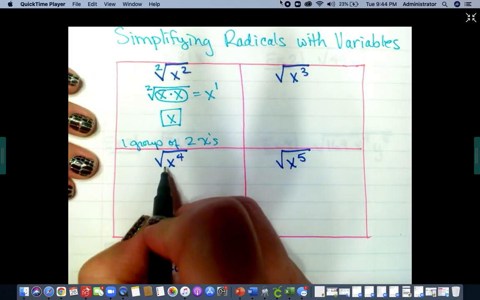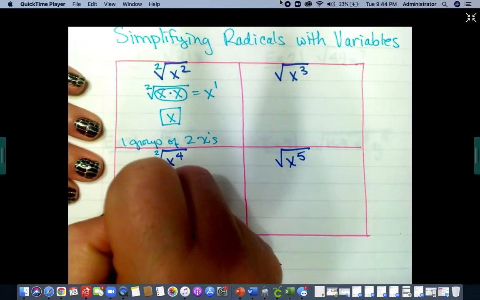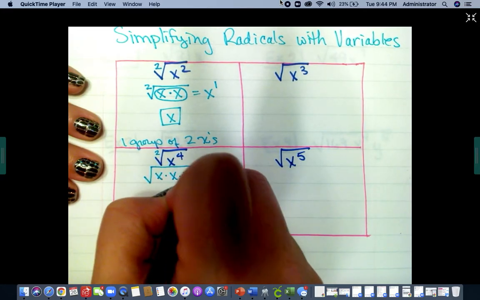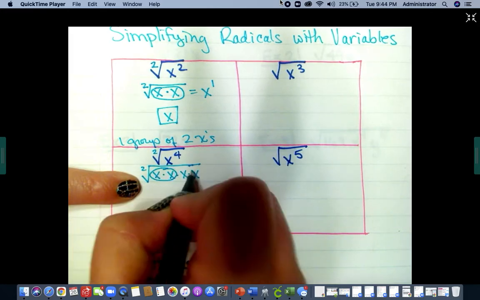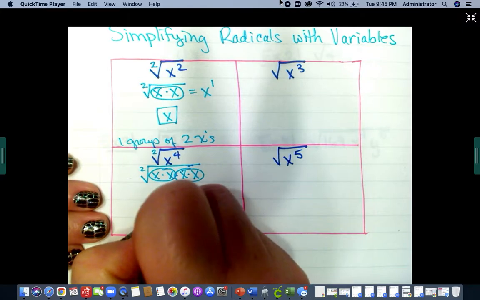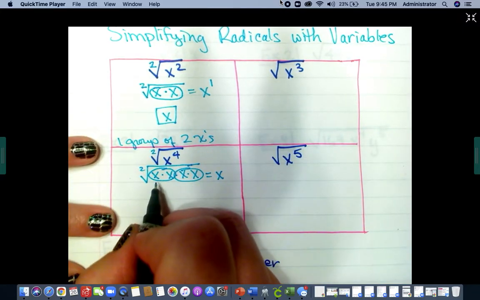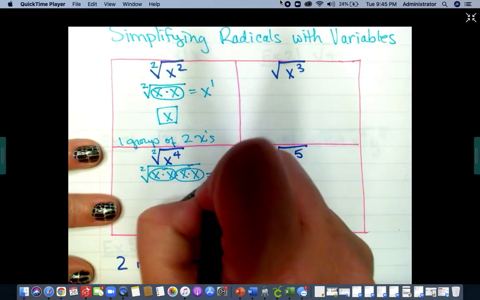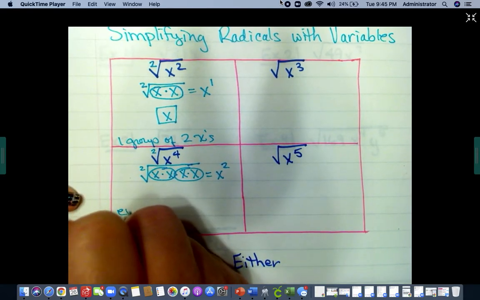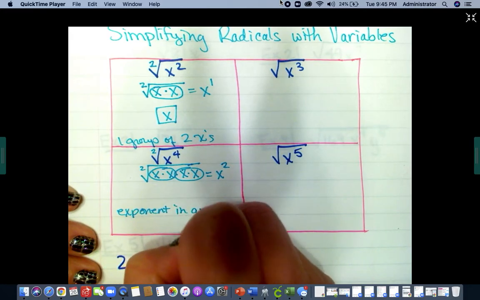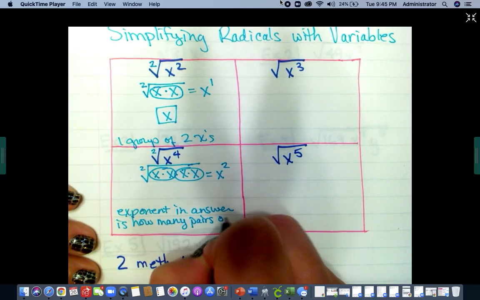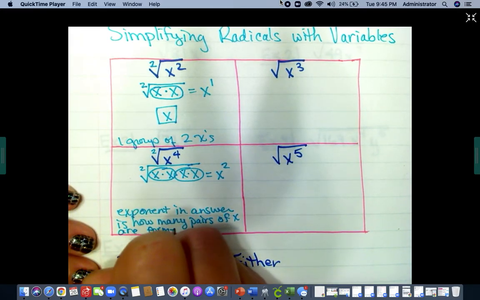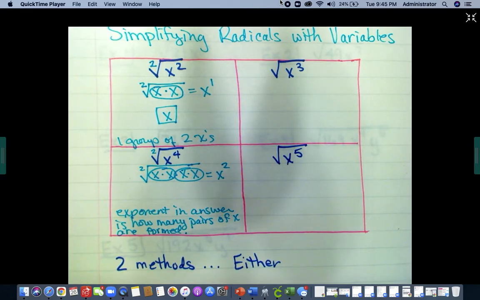If we contrast that with the square root of x to the fourth, again with an understood index of 2, it means I'm finding the square root of the product of 4 x's. So again, my index is 2, so I want to pair my factors up. I form 2 groups, therefore my answer would be x, meaning the factor, and the exponent of my answer would be how many groups I formed. So again, the exponent in the answer is how many groups, or in this case, pairs are formed. The exponent in your answer represents how many pairs of that factor we have. So how many pairs of x are formed.